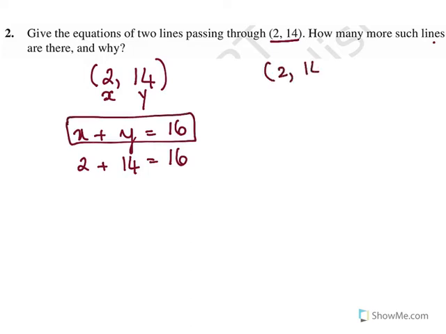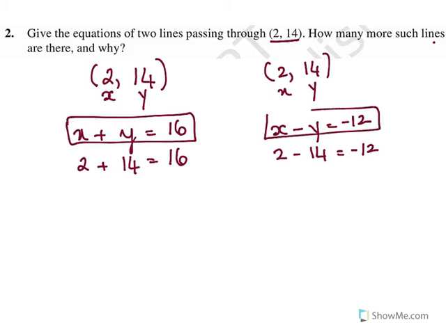Then if you want to write another equation, you know this is x and this is y. Find out what is x minus y. x minus y is 2 minus 14 and that is minus 12. So x minus y is minus 12. So this is the other equation.